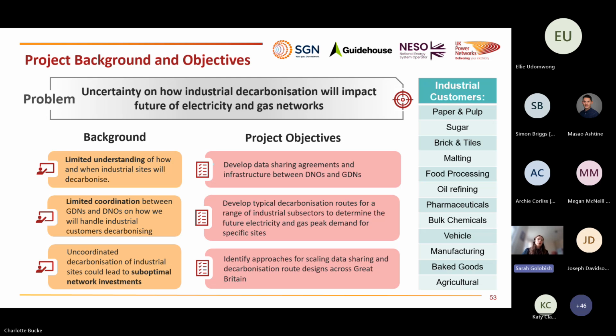In terms of our objectives for this project, we're looking to do 3 key things. We'll develop data sharing agreements between DNOs and GDNs to share site-level data on industrials. We'll then use that data to model typical decarbonisation routes for a range of industrial subsectors, including those on the right-hand side of the slide. And finally, we'll look to identify ways to make sure this solution can be taken on by other interested networks across GB. Next slide, please.